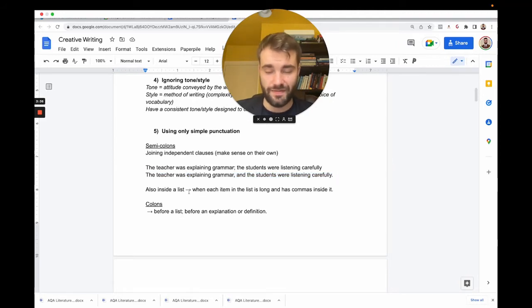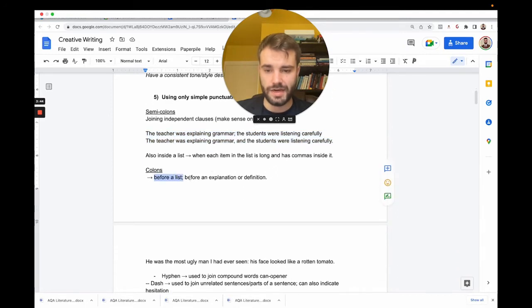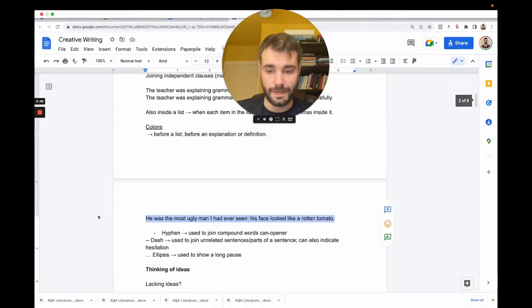Also, in a list, if it's a very long list and the items in the list have got commas inside of them, that's another place you'd use it, but this is the main one. And then colons are not only before a list, they're also used before an explanation or a definition, like in this example, because this part of the sentence is an explanation of this part.